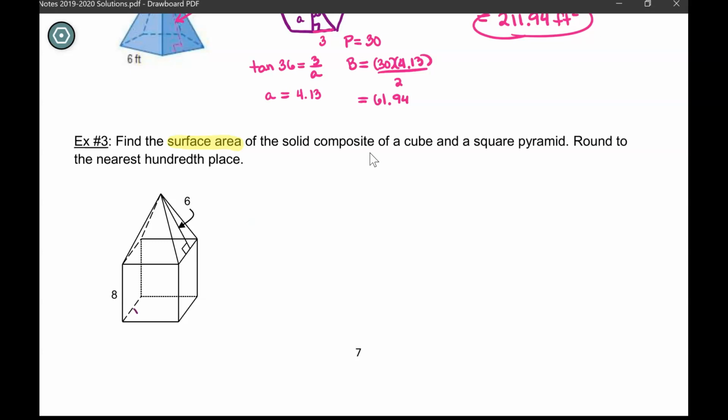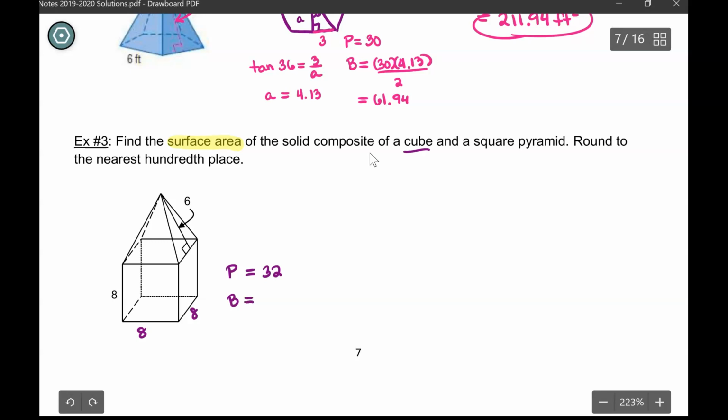So the first thing, let's look at the base, and it doesn't matter whether you're looking at this base or this base, they're congruent to each other, right? So the perimeter of that base, since it's a cube, that means each side is 8. So the perimeter of that base is going to be 8 times 4, which is 32. The area of the base is going to be 8 times 8, which is 64. And then I see here 6 on the pyramid. That's going to be referring to my slant height.